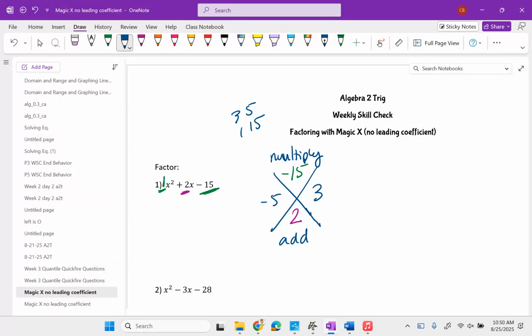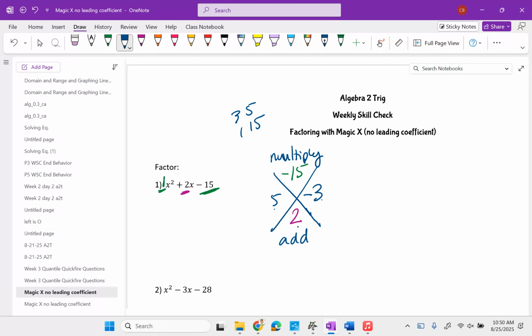Okay, let's check that. If I multiply negative 5 times positive 3, I get negative 15. I like it. If I add negative 5 and positive 3, do I get positive 2? What do I have to fix? I have to fix the negative, right? So I need to swap where this is. Because now when I add it, 5 plus negative 3 is positive 2. We got the sign mistake. It's okay to make the mistake, right? We're going to fix it.